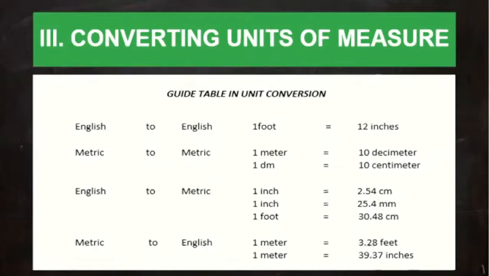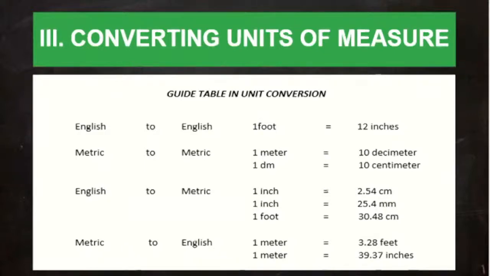Converting units of measure. Here is a guide table in unit conversion. From English to English, 1 foot is equivalent to 12 inches. From metric to metric, 1 meter is equivalent to 10 decimeters. 1 decimeter is equivalent to 10 centimeters. English to metric. 1 inch is equivalent to 2.54 centimeters. 1 inch is equivalent to 25.4 millimeters.